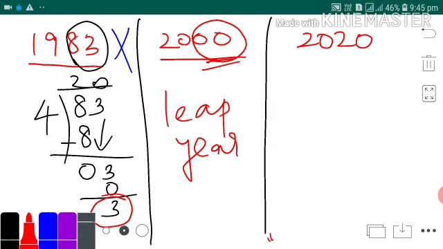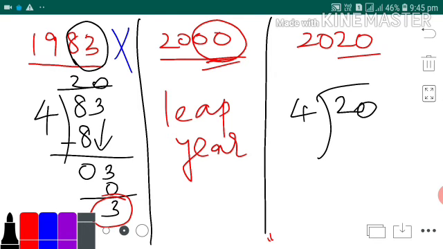Okay, now move on to the current year, 2020. We are in 2020, right? So whether this year is a leap year or not, what you have to do? You have to divide the last 2 numbers by 4. In 4 table when 20 will come, 4 5s are 20, remainder is 0. So it is divisible by 4. So you can say this is a leap year. So we are in a leap year.